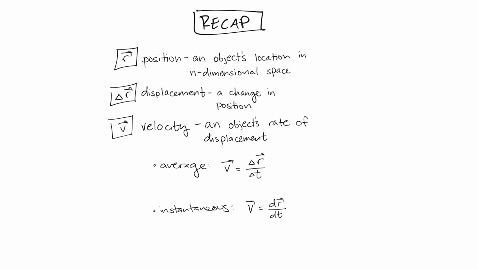So to recap what we learned, we defined position, displacement, and velocity, and we learned the difference between average and instantaneous velocities and how to numerically calculate them. So that's all I've got for you on velocity. I did mention relative velocity at the beginning of the chapter. I'm not going to go into that in this video. We will talk about it at a later date.